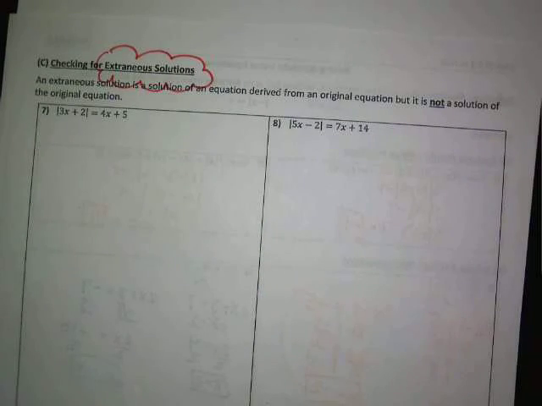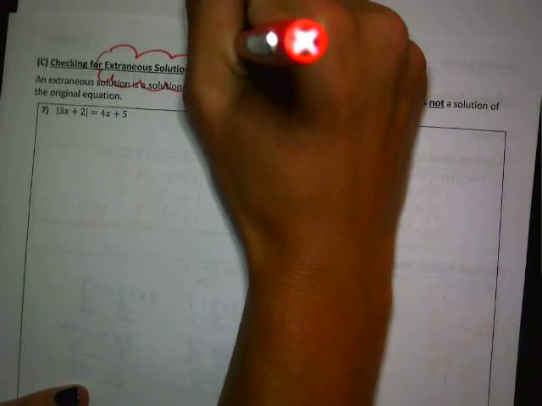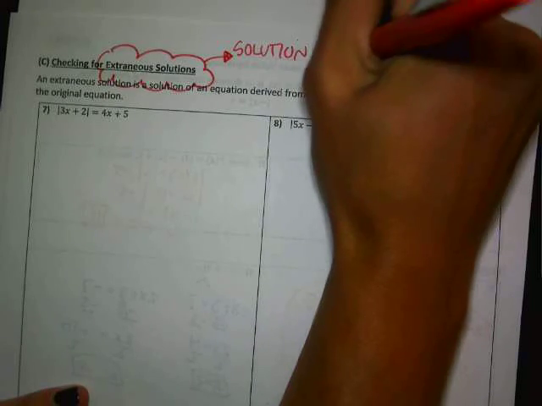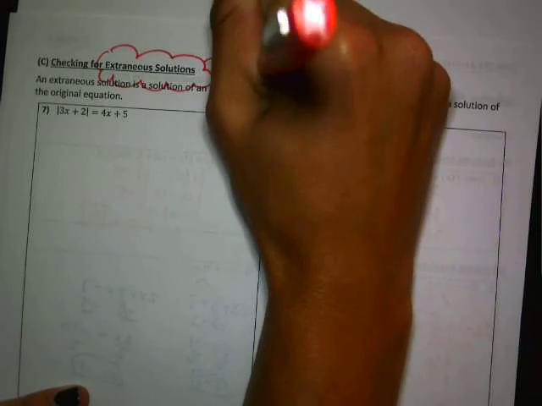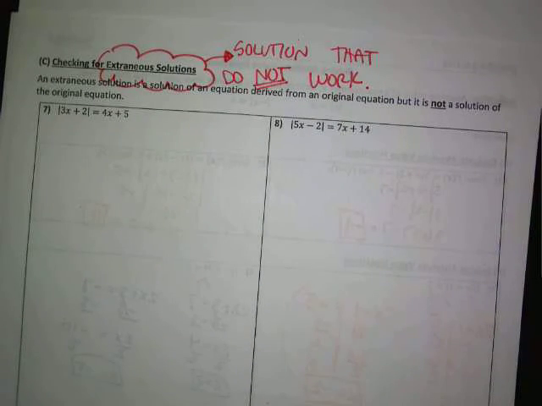We're going to finish up the back page of yesterday's notes, where we'll be talking about extraneous solutions. Yesterday all your solutions ended up actually being solutions. Today we are having extraneous. Extraneous solutions are solutions that do not work, so you're actually going to have to check your work.